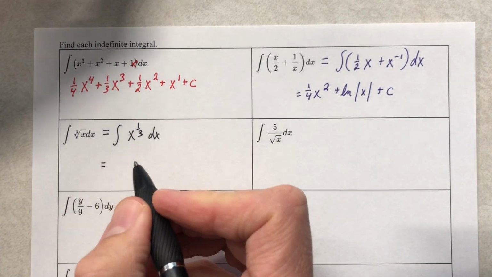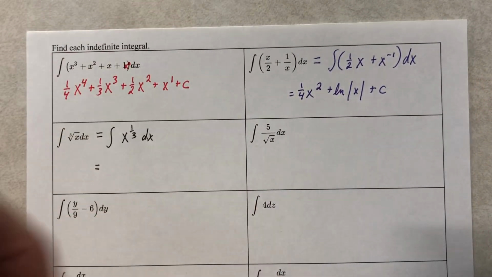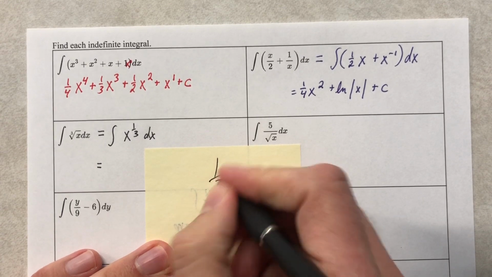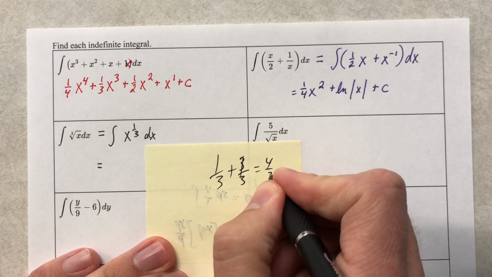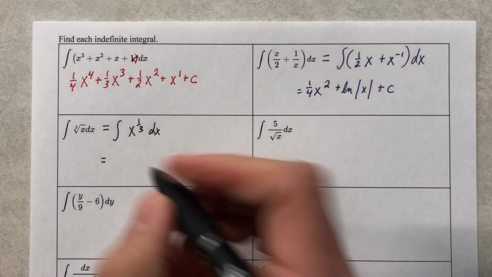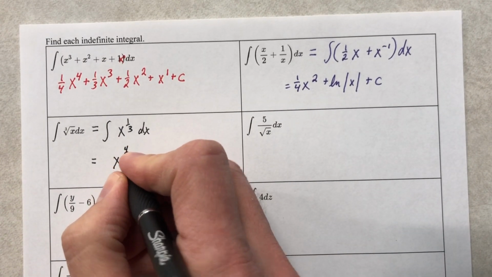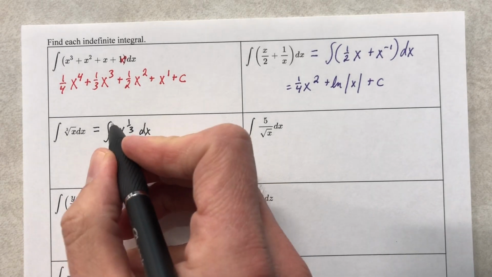So we're really going to have, I'm just going to keep using this as scrap paper as we go. I'm going to have 1/3, and I'm going to add 1 to that, which is really like adding 3/3. That's going to give me 4/3. So my exponent is 4/3. So x to the 4/3. Something times 4/3 gives me 1.